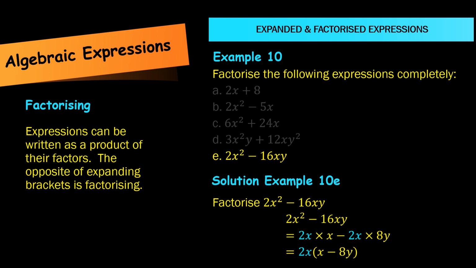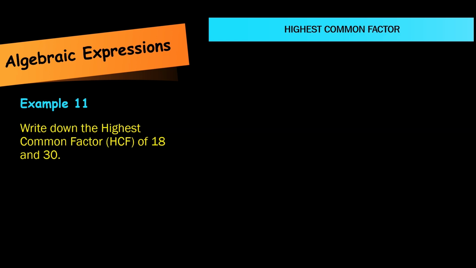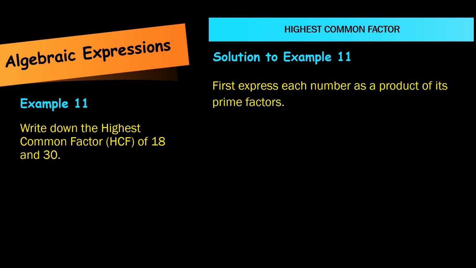We will now look at another example. Here we are required to write down the highest common factor of 18 and 30. So let's solve this. First express each number as a product of its prime factors. So 18 equals 2 times 9, which equals 2 times 3 times 3. And 30 equals 3 times 10, which is equal to 3 times 2 times 5.